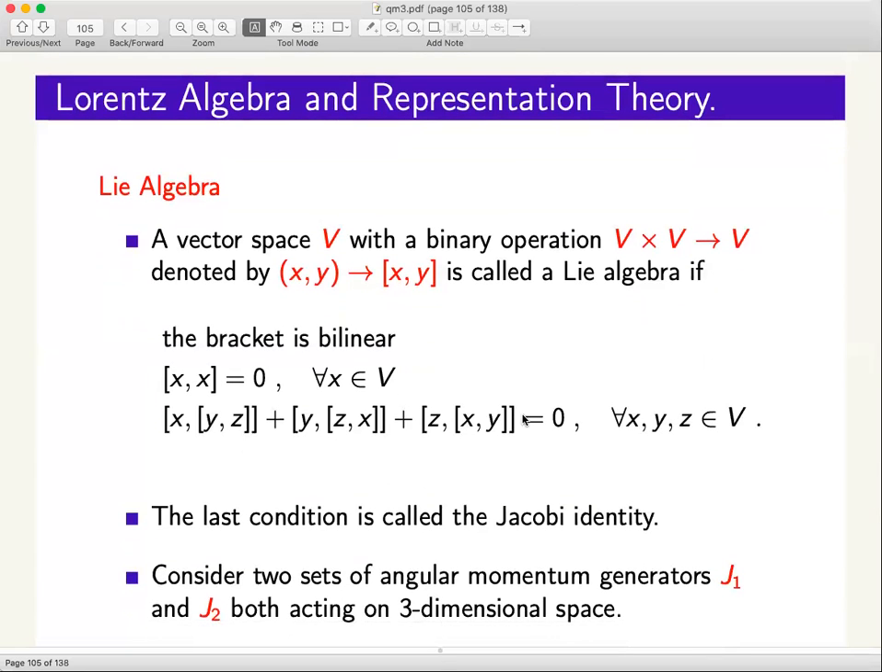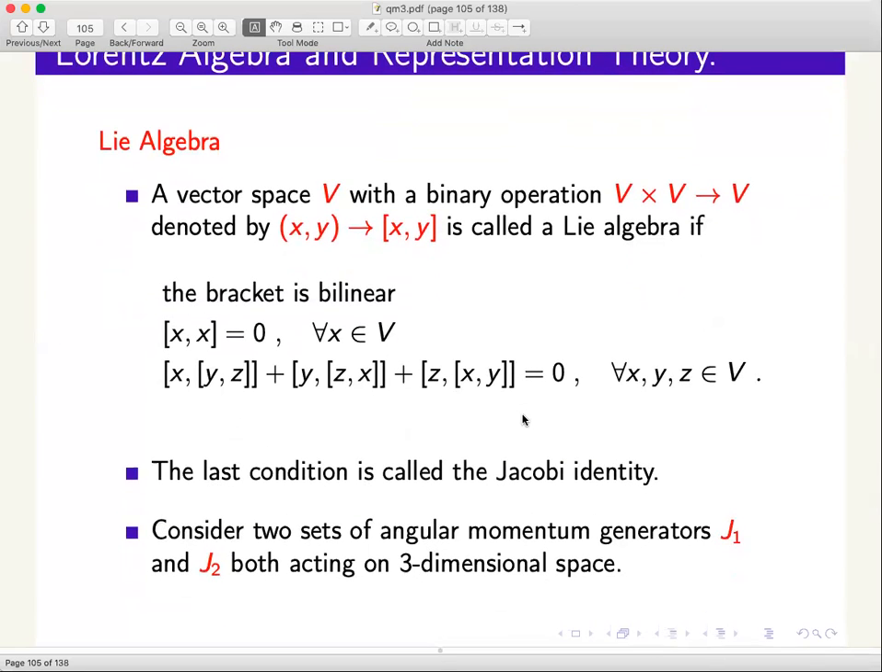Okay, so I want to start with considering two sets of angular momentum generators, and I want to call them J1 and J2. The reason I want to start with two sets is that I would assume a single set of angular momentum you would have done in quantum mechanics already. In fact, two sets also you have done, but nevertheless, I just want to start there. So we are looking at two sets of generators. You may want to call them L and S if you think of it as a problem in quantum mechanics, but it doesn't matter.